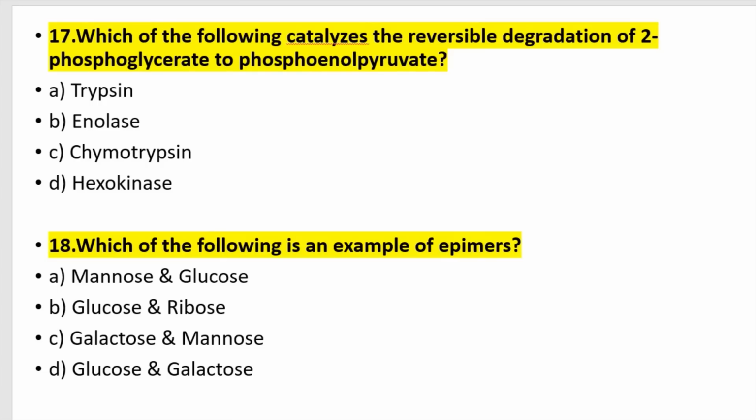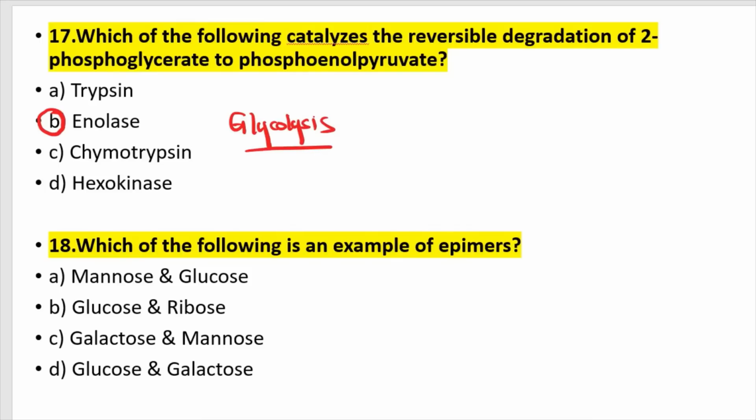Which of the following catalyzes the reversible degradation of 2-phosphoglycerate to phosphoenolpyruvate? So enolase is the answer here. You're going to see this when you study carbohydrate metabolism under glycolysis. Okay. You do this under glycolysis.